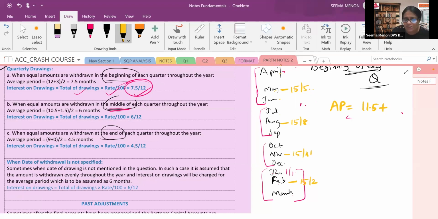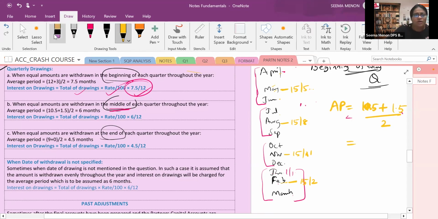Now after the last withdrawal on February 15, half of February and the full month of March, how much is left? 1.5. So what is the total? Here I made a mistake. It is 10.5 that will come now. Because you subtract the full month of April, subtract 15 days of May, so from 12 you subtract 1.5 months, then how much will you get? You will get 10.5. So we have to be careful while calculating.